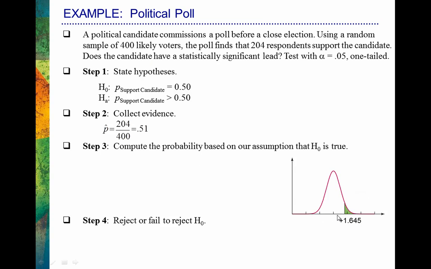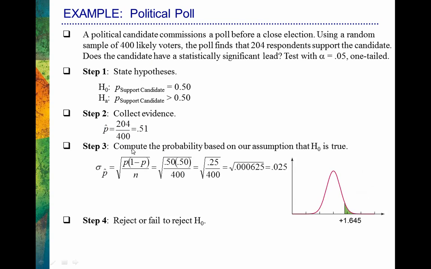Is 0.51 the type of sample proportion that we would expect to find just by chance? Or is 0.51 over here the type of sample proportion that is very extreme and we would not expect it by chance if the true population proportion is 0.50? Well, the only way we can figure that out is to transform it into a z-score.